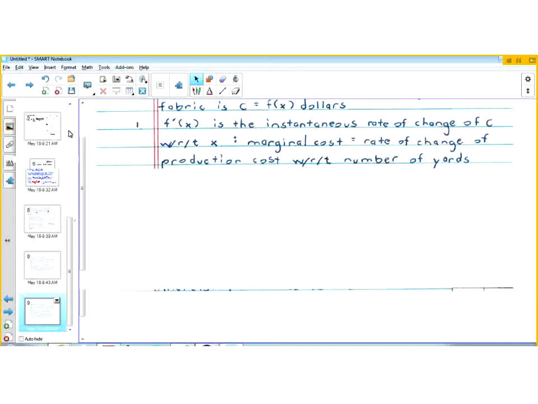And I think in WebAssign you'll be given a definition for f, and you just calculate this f prime of x, and then you'll make this similar interpretation. Okay? So let's do another example. Let me pull it from the notes.